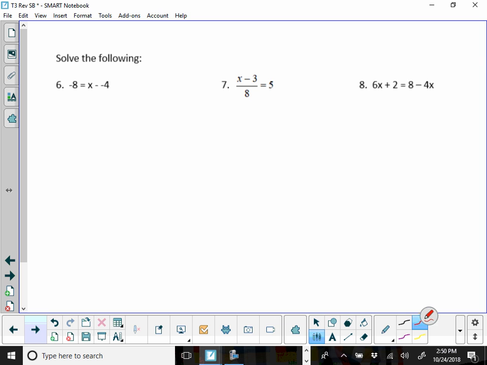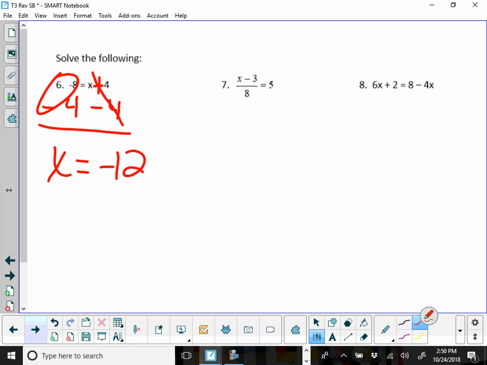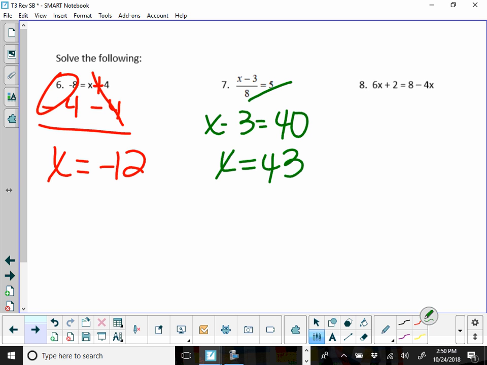All right, number 6, 7, and 8 are equation problems. Okay, so number 6, first thing I'm going to do is change these double negatives to a positive, so now I'm actually going to be subtracting 4. Okay, so that's going to be x equals negative 12, because your signs are the same there, so you add and keep the sign. Number 7, we're going to start by multiplying 8 times 5. That gives me 40. Add your 3, and x would equal 43.